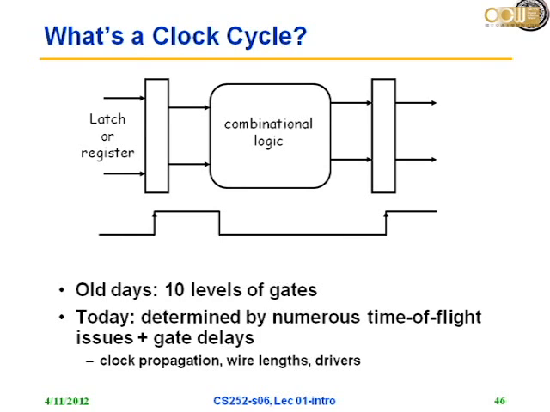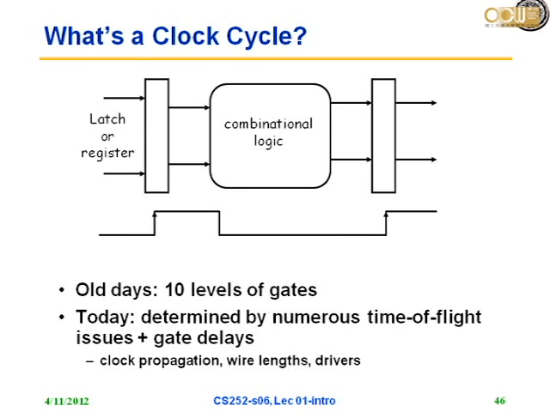Okay. So today, clock rate is determined by numerous time of flight issues like clock propagation, wire length, drivers, etc., plus gate delays. Do you know what clock propagation means? Do you know what problem this will cause? Have you heard of clock skew problem? Clock skew problem. How many of you have heard of clock skew problem before? One? No more? Okay, let me tell you what that is.